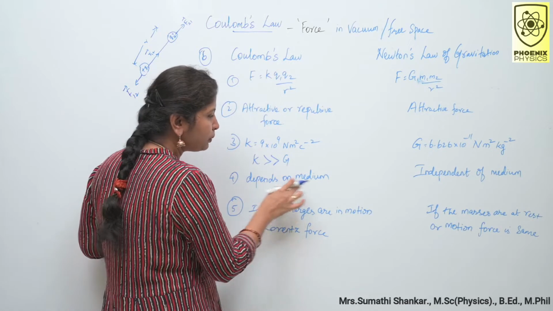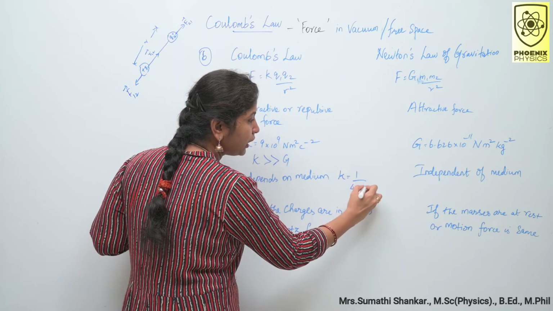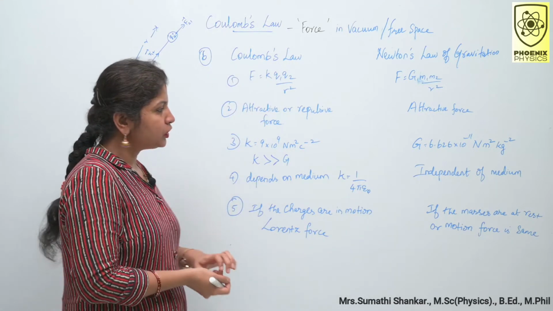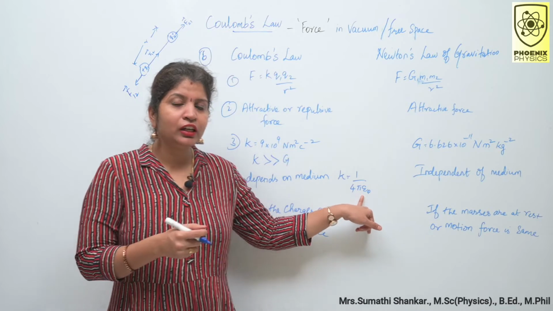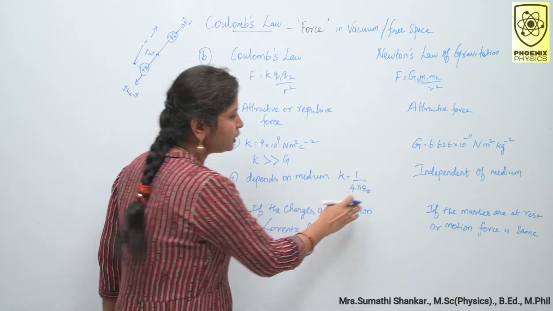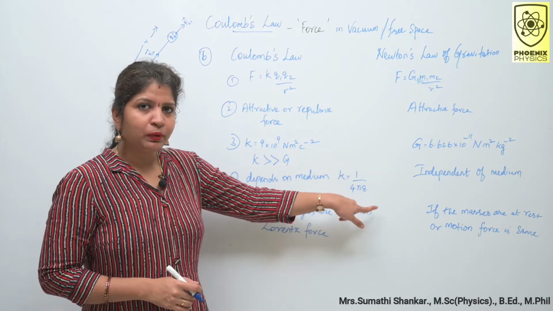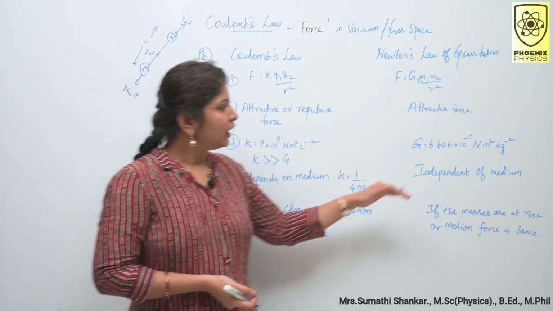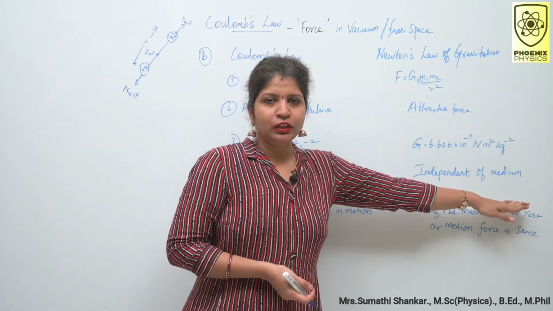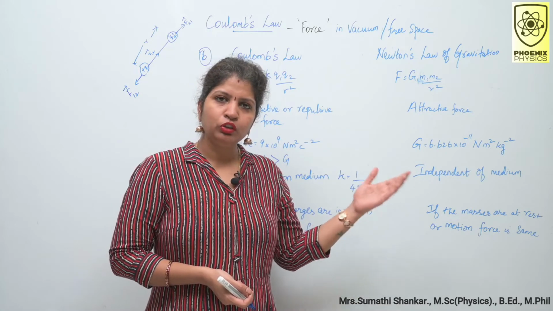You know that K depends on medium. Why did I say it depends on medium? You know the formula, K is equal to 1 by 4 pi epsilon naught, where epsilon naught is the permittivity of free space or vacuum. Suppose in a medium, we can write 4 pi epsilon. So K value depends on medium. Here the force is independent of the medium, whether it is air medium or water medium, the force is the same.